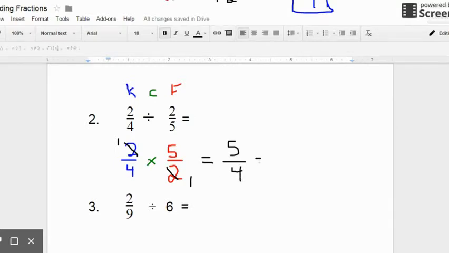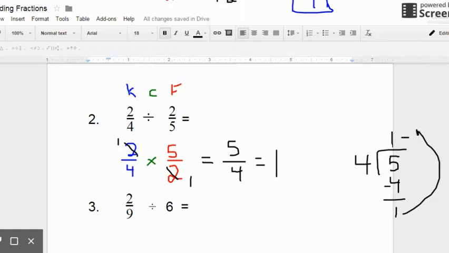Once again, we have an improper fraction. We don't want improper fractions, so we have to do the division. 4 on the outside, 5 on the inside. 4 goes into 5 once, so that's our whole number. We have a whole value of 1. 4 times 1 is 4. We do the subtraction, and we get 1. This remainder creates our mixed number, 1 and 1/4.